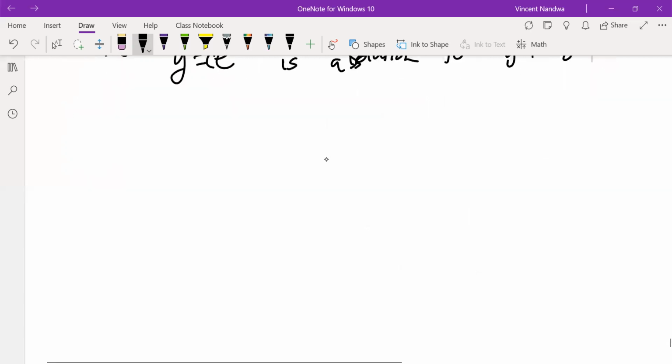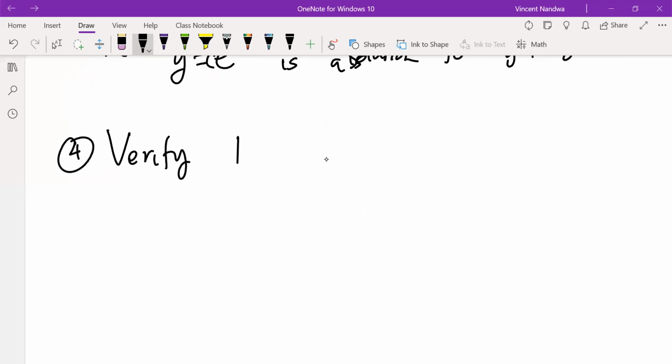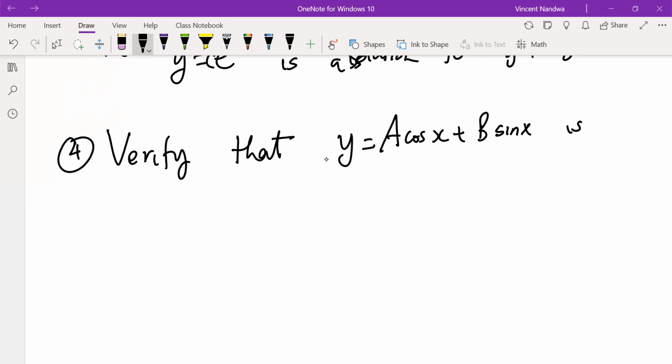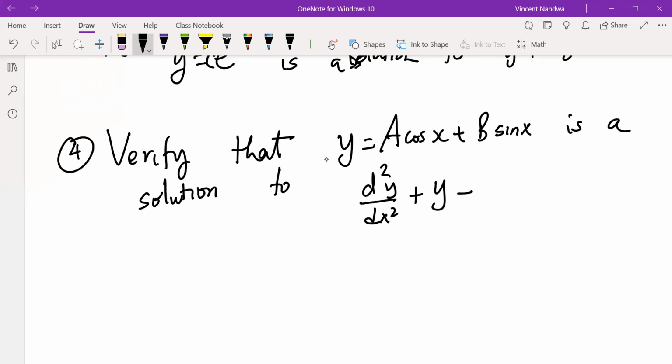Number 4, verify that y equals a cos x plus b sin x is a solution to d squared y/dx squared plus y equals 0.